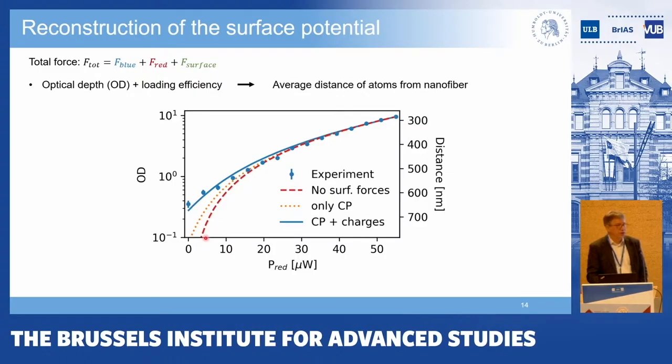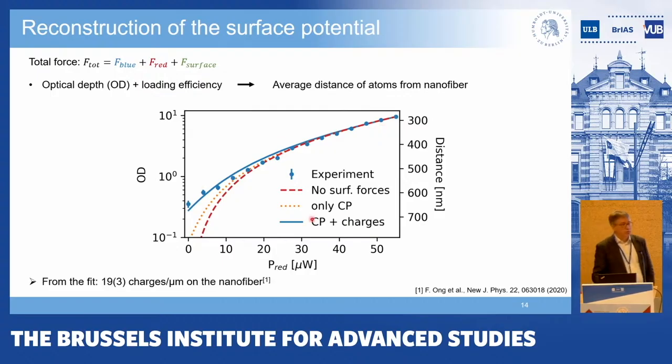So both don't fit. And we actually have to assume that we have Casimir-Polder plus electric charges on the fiber. If we do that, then this fits well, and from this fit of our model, we can also infer the number of charges per length of the nanofiber. We find about 20 elementary charges per micrometer on the nanofiber, which is consistent with what has been measured, for example, using ions near dielectrics in ion traps. So it seems to make sense.